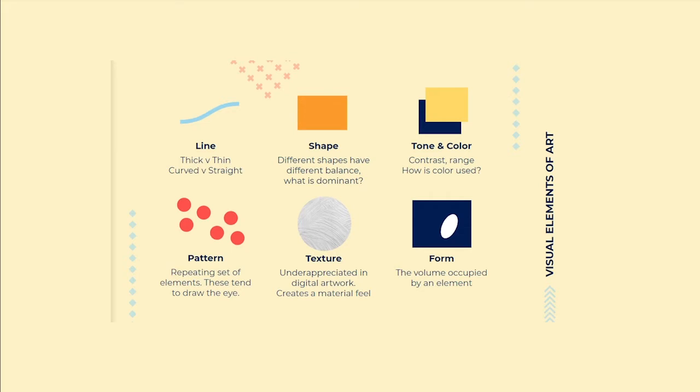So here I have the volume occupied by an element, and I think that's really driving home exactly what form is. How much space is it taking up, and how is that space distributed throughout the piece?